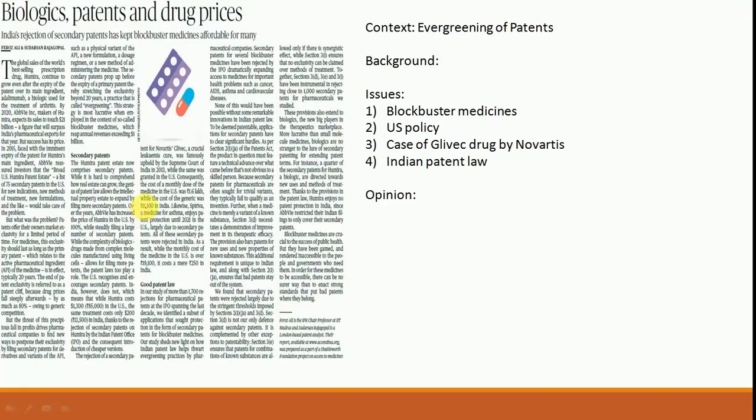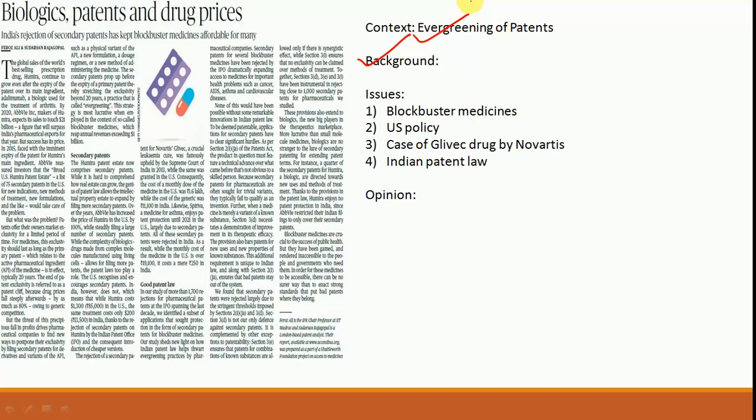Coming to the next article, biologics, patients and drug prices. Now this is an important article. The context here is with regards to secondary patents, or for that matter the evergreening of patents. Before we discuss, some background is vital. First and foremost, you need to understand that patents are sought to ensure exclusivity in usage.